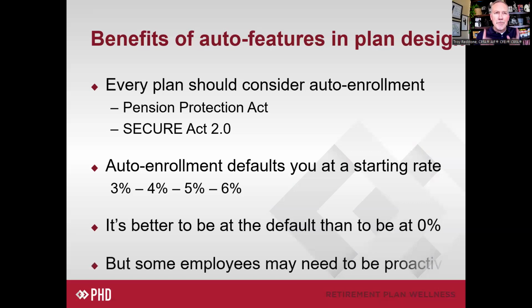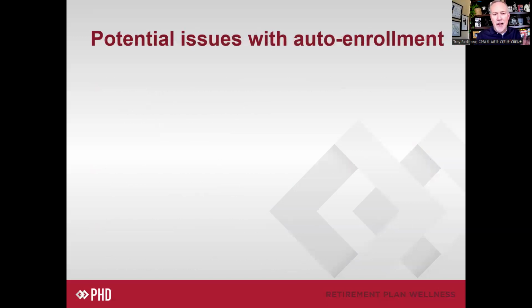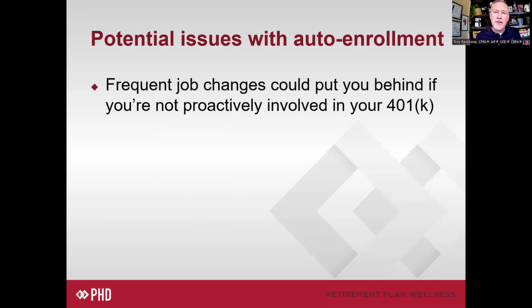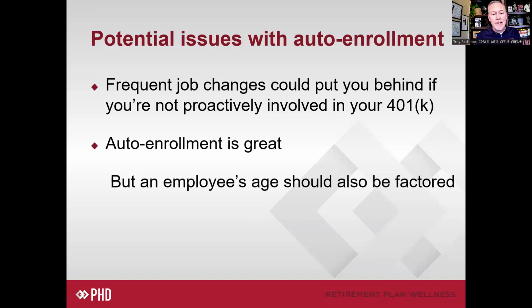But some employees need to be a little bit more proactive with their account because there are some potential issues with auto enrollment. Now, I know I'm a huge auto enrollment, auto escalation fan, but there are some issues to be aware of. One of them is frequent job changers could be put back in their journey towards retirement if they're not more proactively involved in their retirement. So auto enrollment's great, but an employee's age should also be factored in.